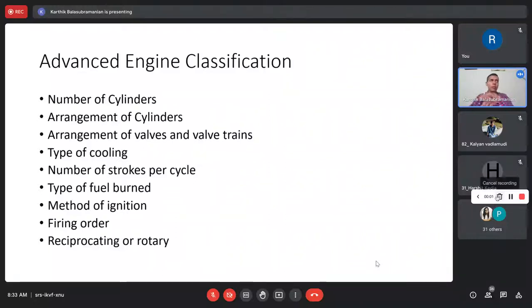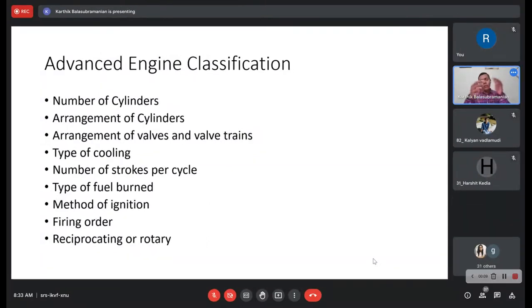What are some of the advanced engine classifications? Some of the engine classifications that primarily we saw are based on fuels, the number of strokes, and so on, right? Now, if you go for certain advanced classification, you can go with number of cylinders. It can be single cylinder or two cylinder, four cylinder, eight cylinder, six cylinder, even up to 12 cylinders. There can be even large number of cylinders.